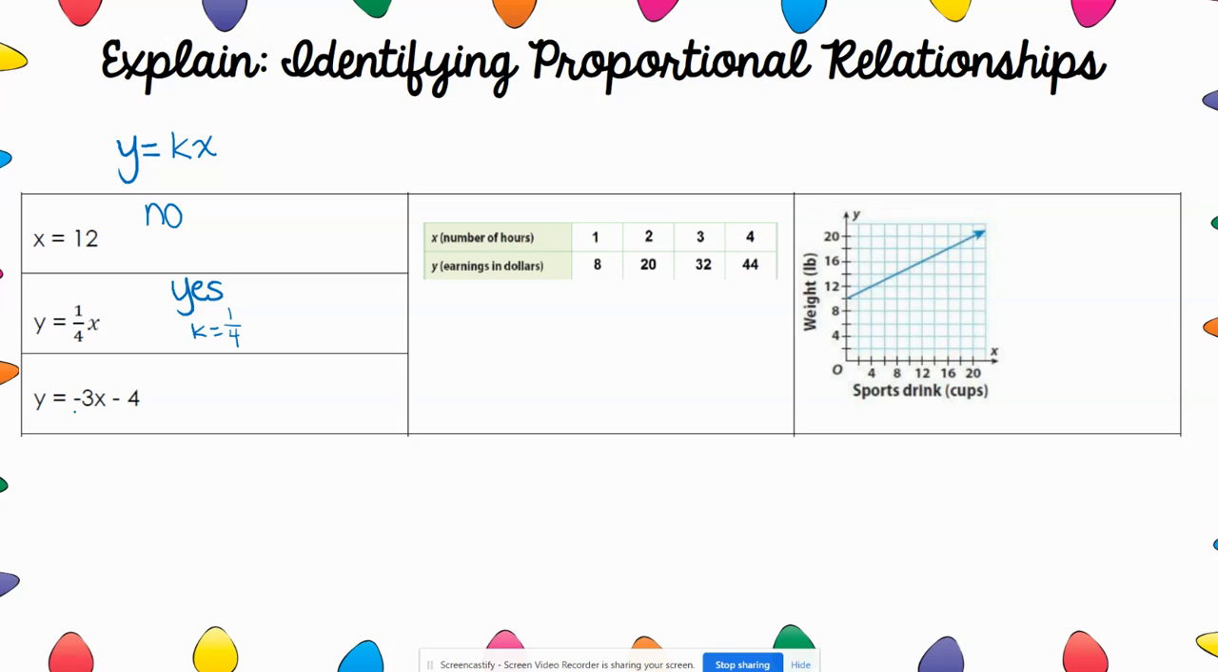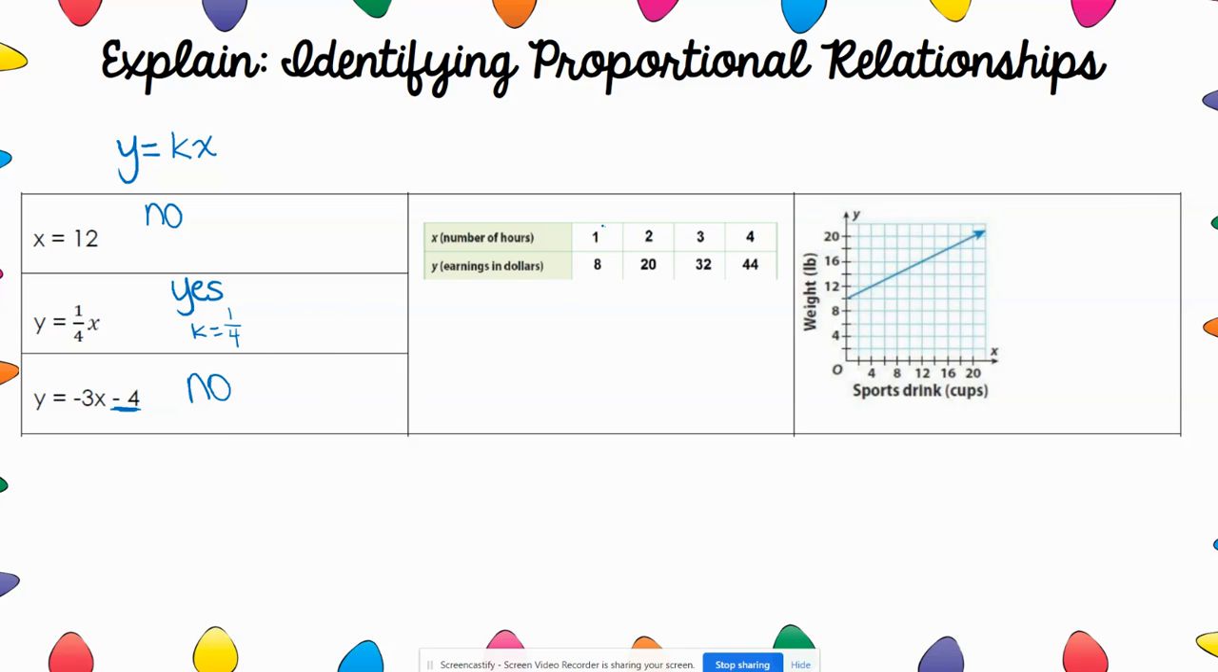Then we have y equals negative 3x minus 4. Well, we have y equals, and then it's negative 3 times x. But then because of this minus 4 right here, that makes it no longer a proportional relationship. So this is not a proportional relationship.